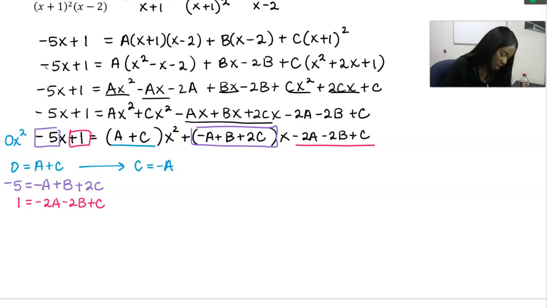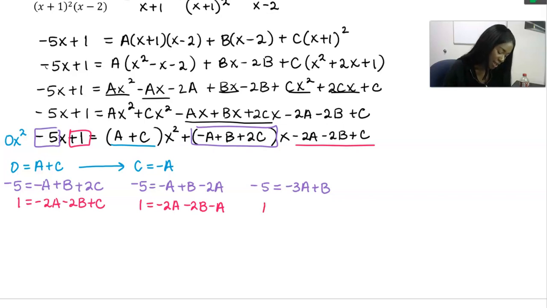So what I'm doing is I'm already getting rid of some of these variables. The purple equation now becomes negative 5 equals negative A plus B plus, instead of writing 2C, I'm replacing C with negative A, so it's going to be minus 2A. And then we can combine like terms in that equation to get negative 5 is equal to negative 3A plus B. And then for the pink equation, I'm going to replace the C with negative A. So instead of plus C at the end, I'll have minus A at the end. And then I can combine like terms to give me a negative 3A minus 2B.